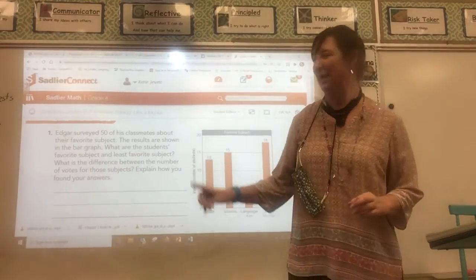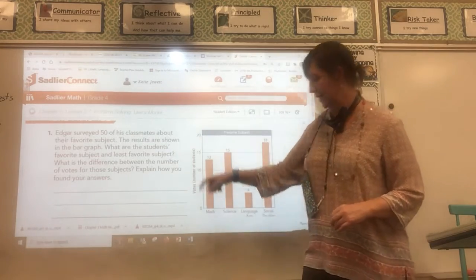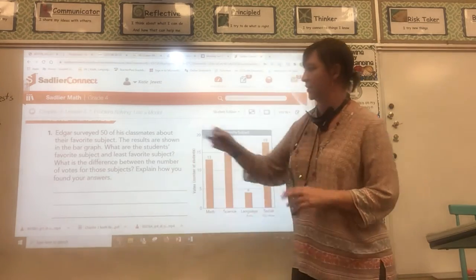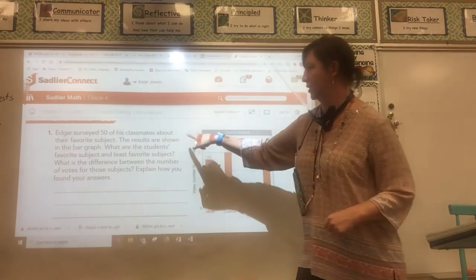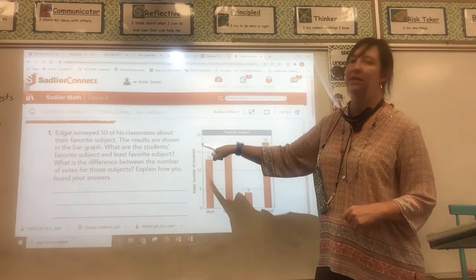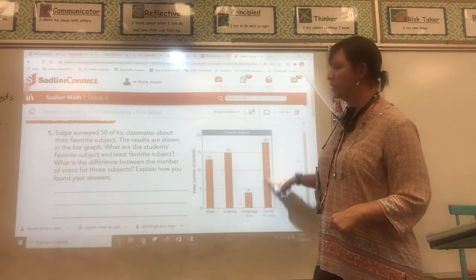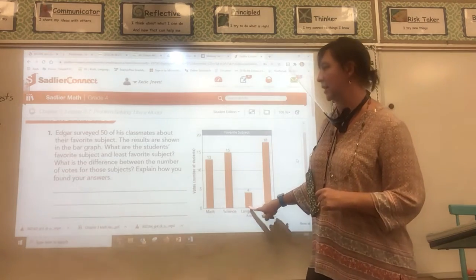All right, is everybody on this page? Yeah. So let's take a look at what they're asking. It says, Edgar surveyed 50 of his classmates about their favorite subject. The results are shown on the bar graph. What are the students' favorite subject and the least favorite subject? So I'm looking for the largest and the smallest, which is least.